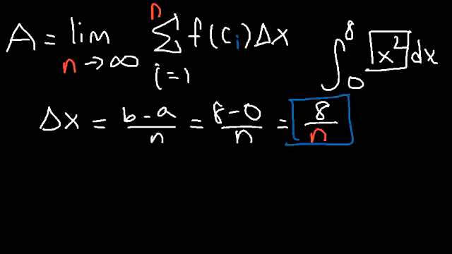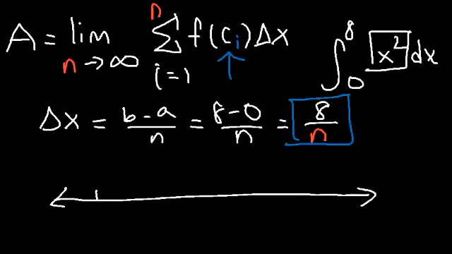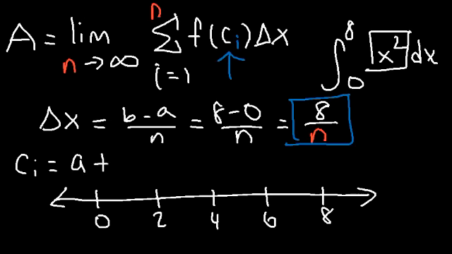Next, we need to find out what c_i is. c_i helps you to find the location of each rectangle on the x-axis. For instance, if we draw the number line from 0 to 8, we're going to have these points. Now c_i, you can define it based on the left endpoint or the right endpoint. c_i is basically equal to a plus delta x times i.